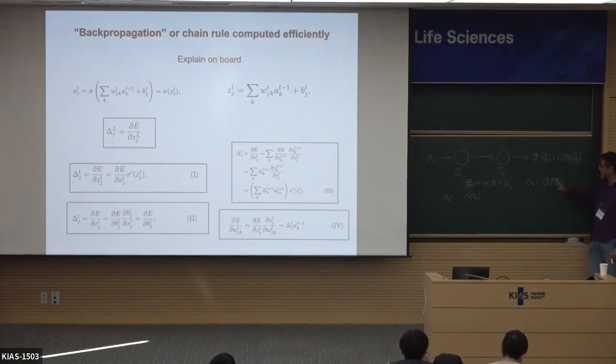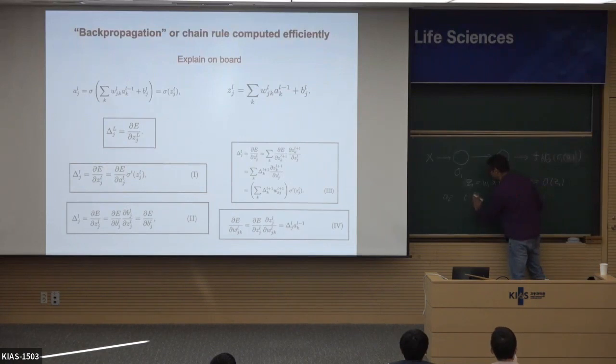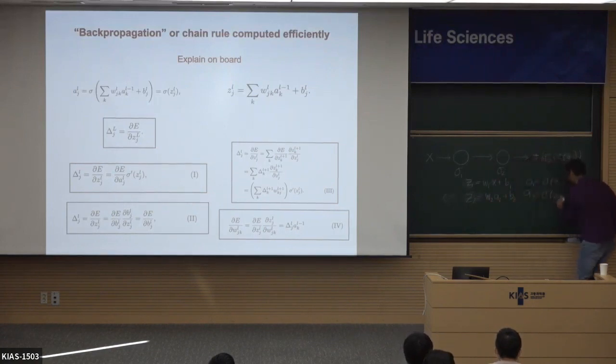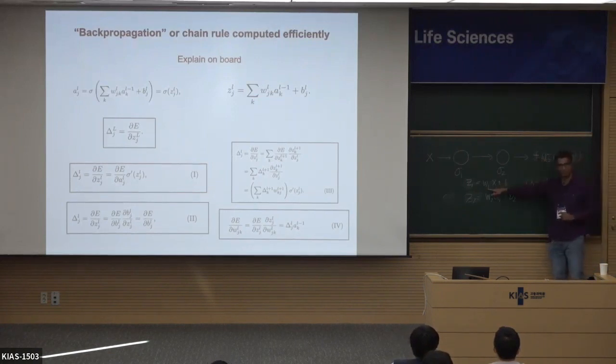Then I get A2. Now Z2 is just going to be W2 times A1 plus B2. And then the output is going to be sigma Z2. It looks ridiculous for me to differentiate these things, but you'll see that this is just those equations. Now I take the derivative. Say I want to know how does the function f change if I change W1? Everyone see? I just want to know this.